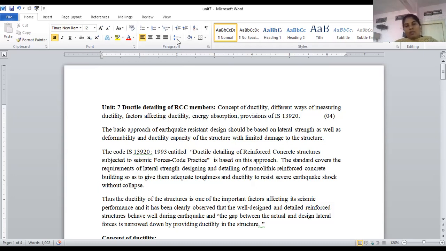From the ductile detailing of RCC members, the syllabus is concept of ductility, different ways of measuring ductility. Next one is factors affecting ductility, comma, energy absorption, comma, provisions of IS 13920.